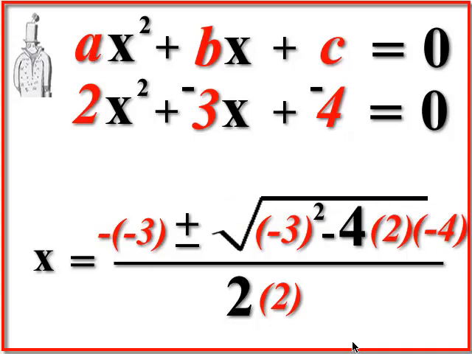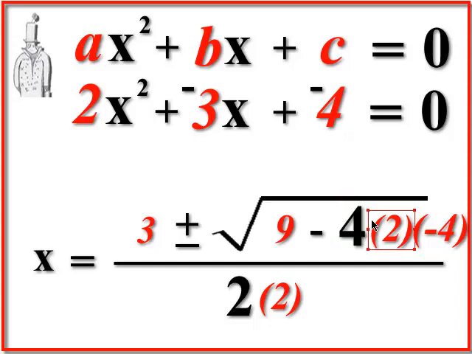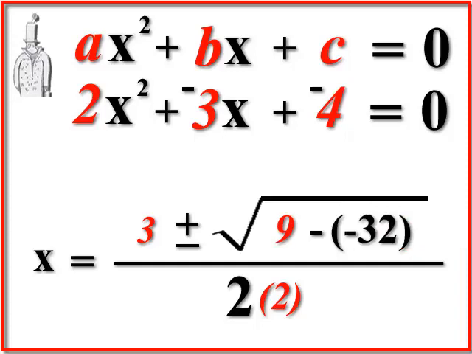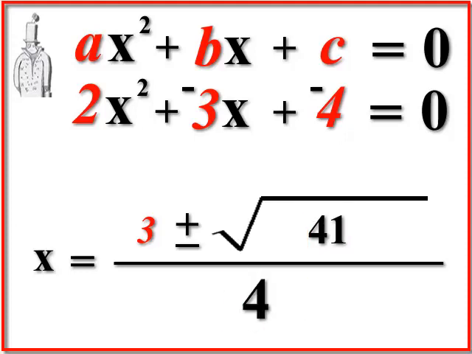Now it just becomes a large order of operations problem. Minus a minus 3 is a positive 3. Negative 3 squared is 9. 4 times 4 is 16, and it's a negative 16 times 2 is negative 32. So we're going to have 9 minus negative 32, which means add them. And 2 times 2 on the bottom is just 4. And that's your answer, believe it or not. This thing will not reduce. Okay, so that is your answer.